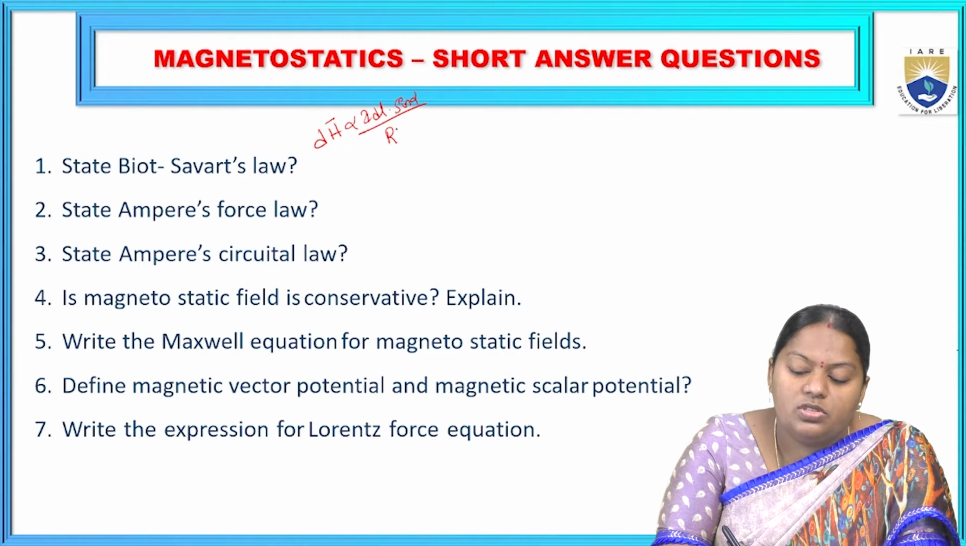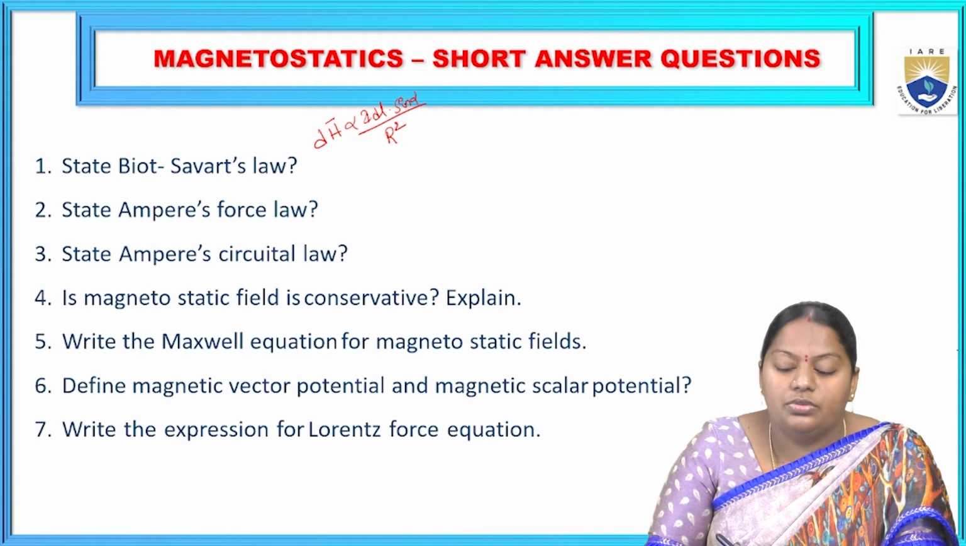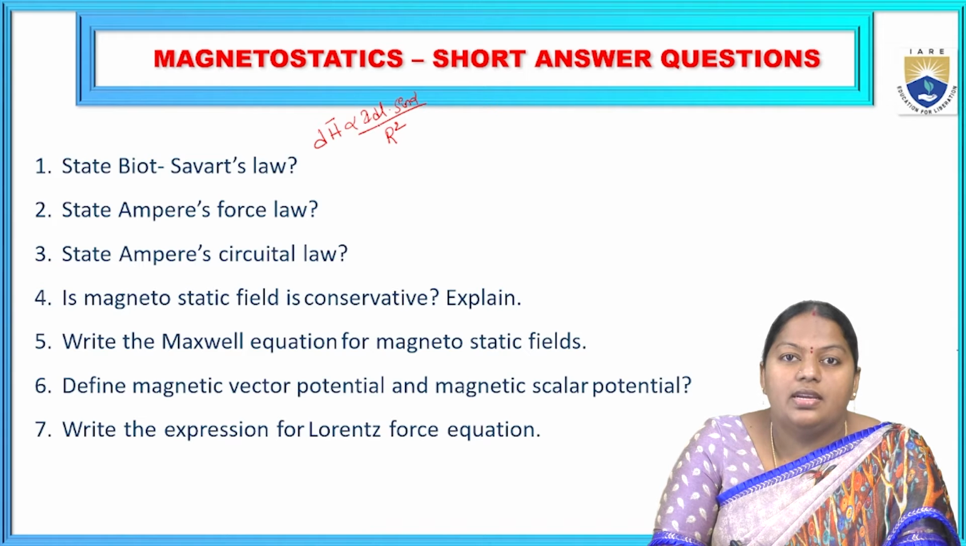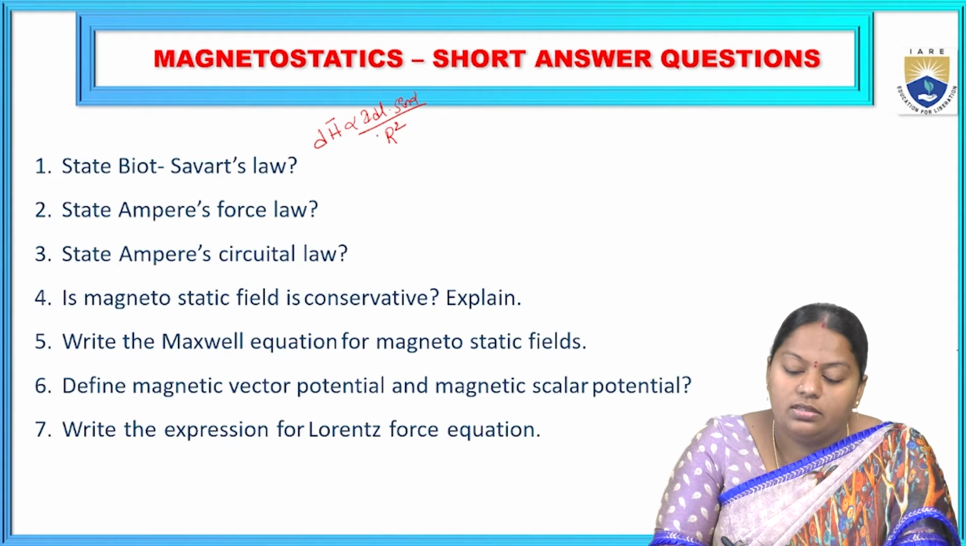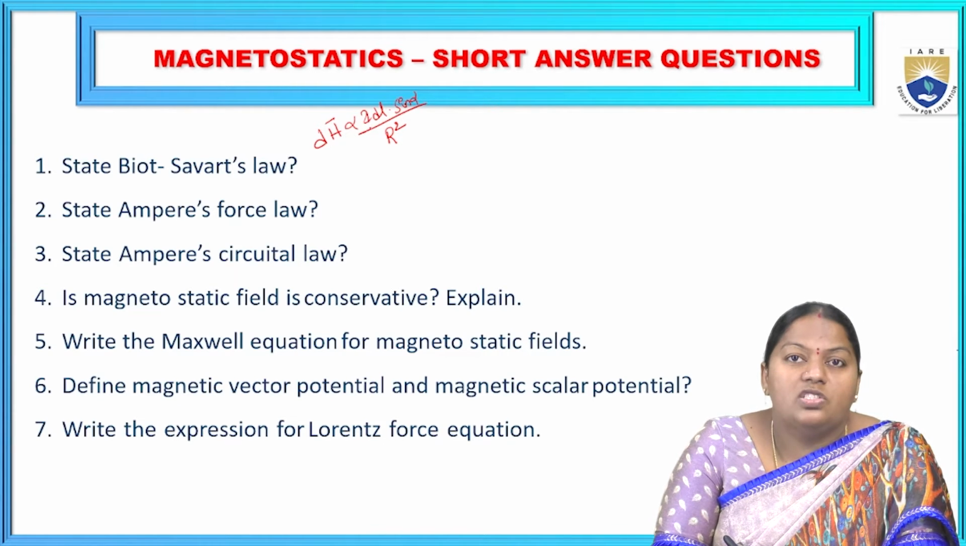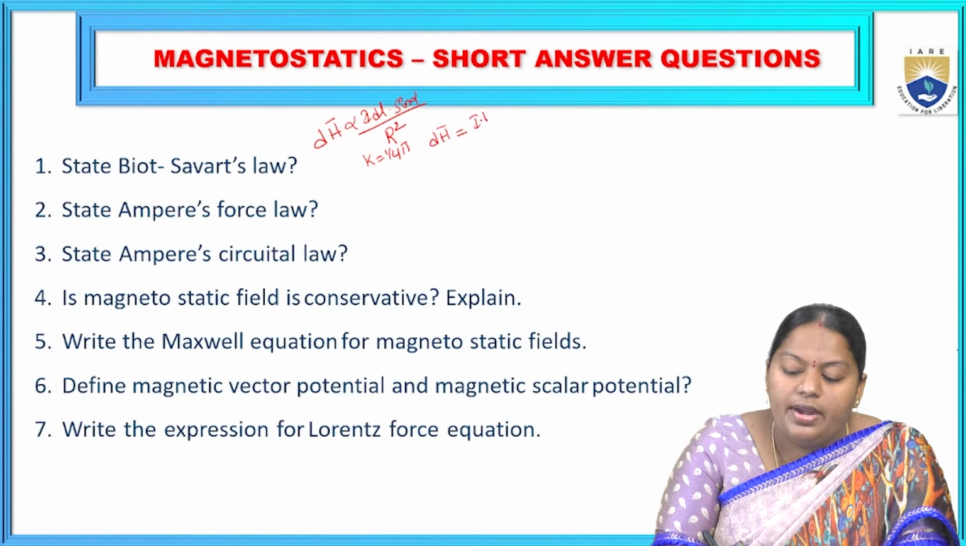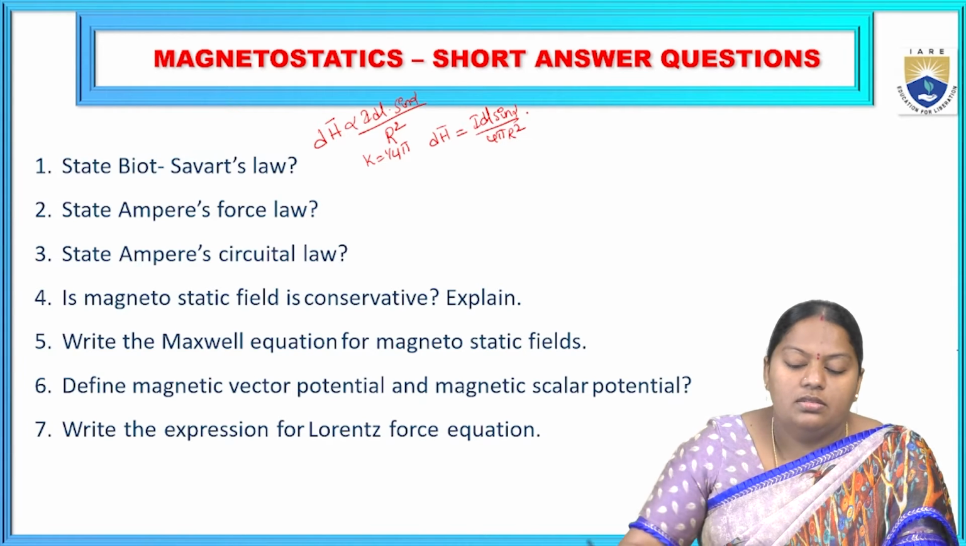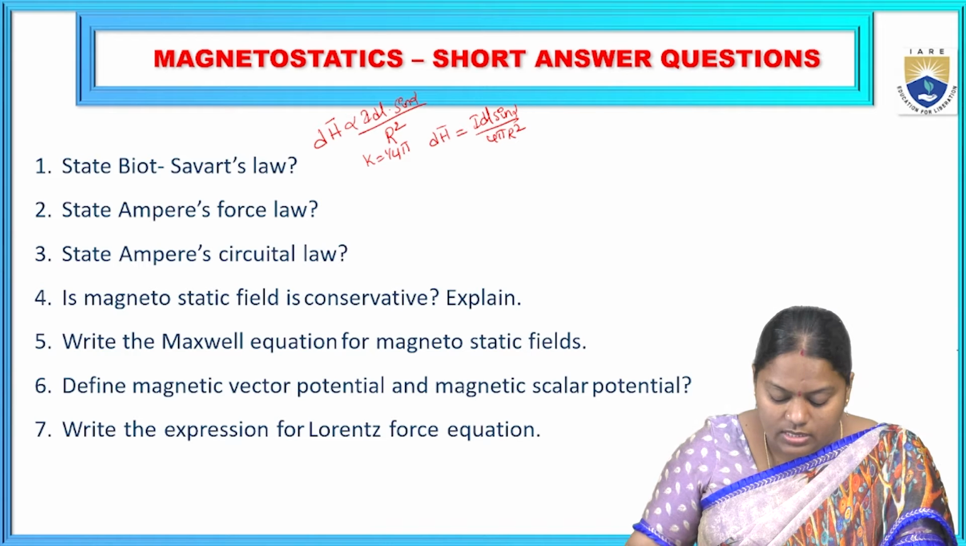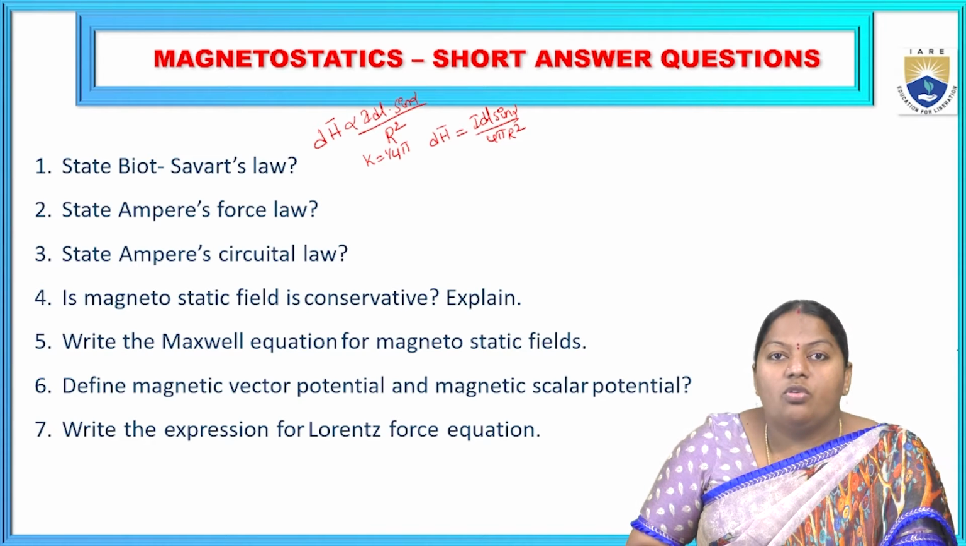And it is inversely proportional to the square of the distance between those two, the current element IDL and the point P at which the magnetic field intensity is to be evaluated. And this proportionality constant is replaced by K, and that K is given by 1 by 4 pi. Hence, dH bar is equal to IDL sine alpha by 4 pi r square, which is the statement for the Biot-Savart's law.